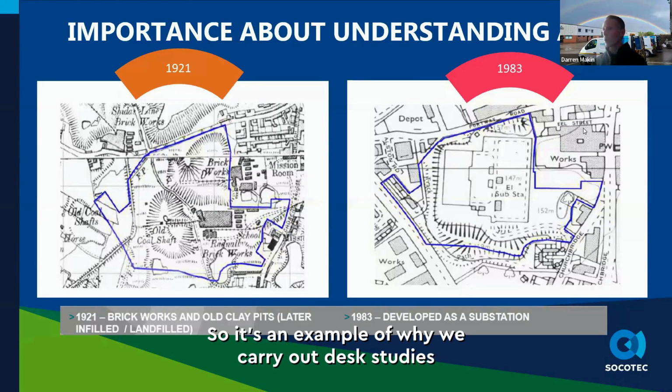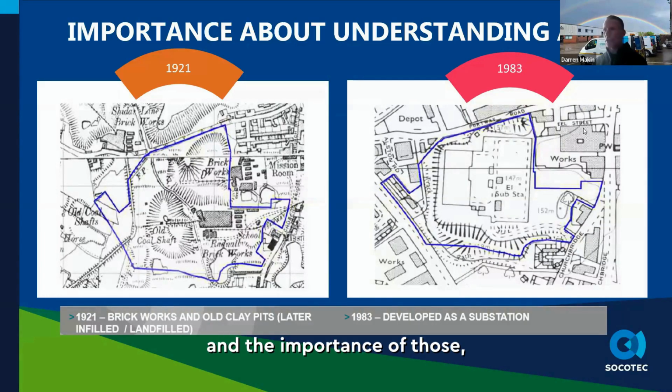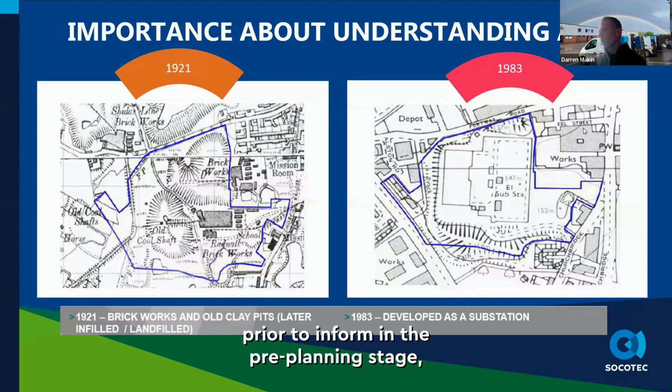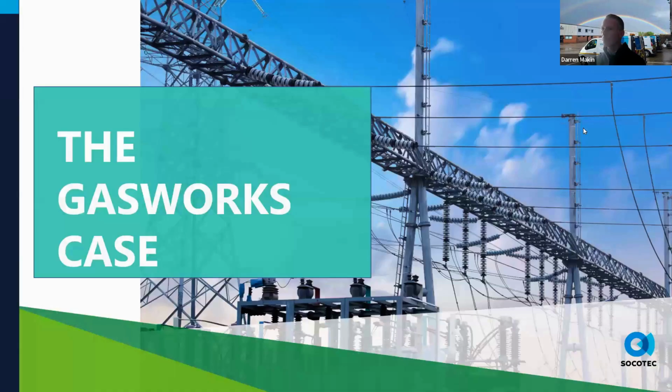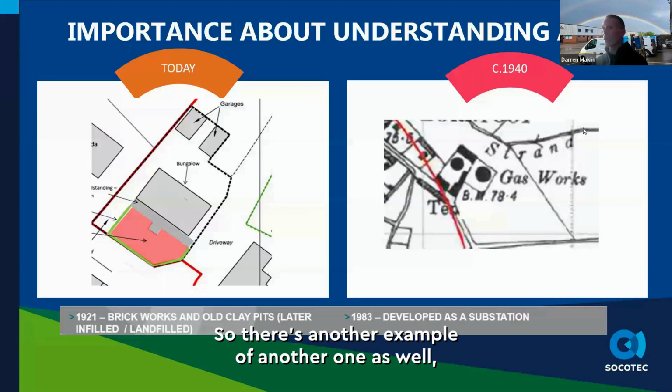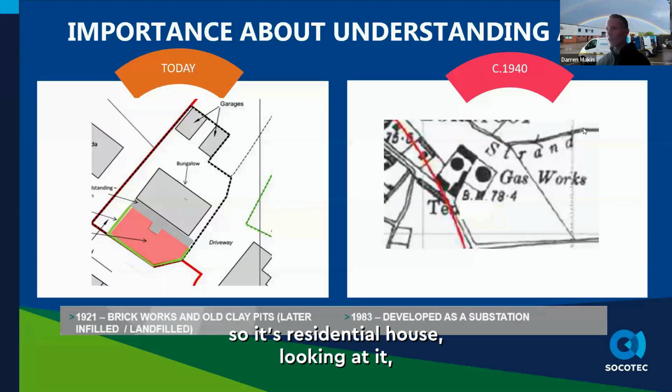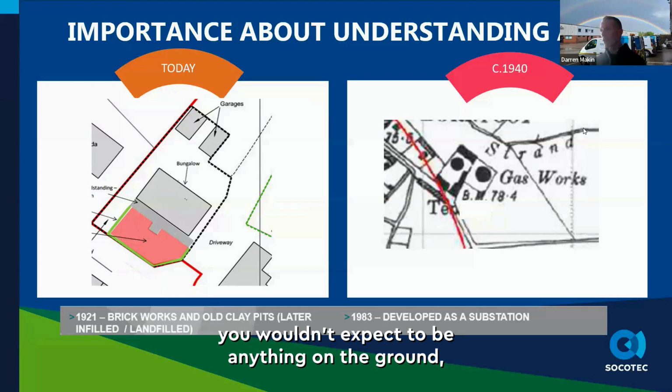So it's an example of why we carry out desk studies and the importance of those prior to informing, at the pre-planning stage, what site category the site has to be. There's another example as well. It's a residential house. Looking at it, you wouldn't expect there to be anything in the ground.